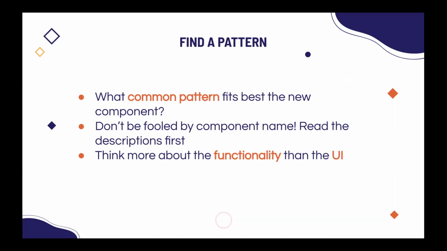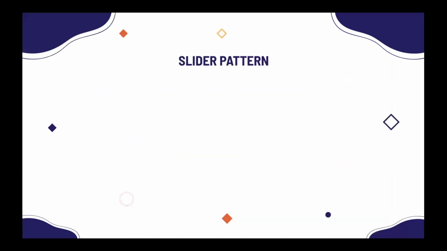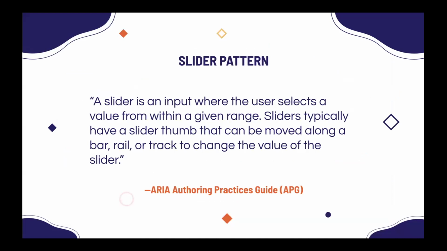So what I mean by that is that with the slider, first I went to the slider pattern and I read the description of the component there. It said that a slider is an input where the user selects a value from within a given range, and they have a slider thumb that can be moved along a bar, rail, or track to change the value of the slider. So reading this description, it sounded like it fits what I want to create. So I went with this pattern at first.